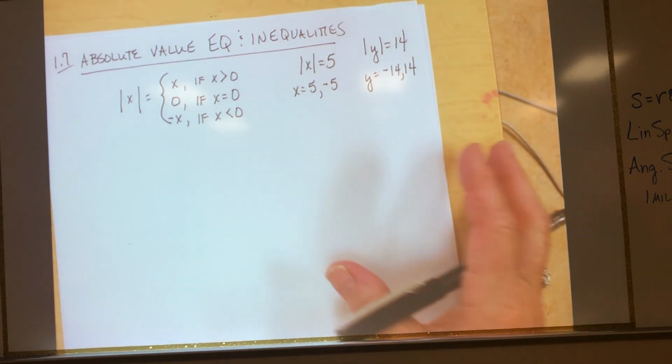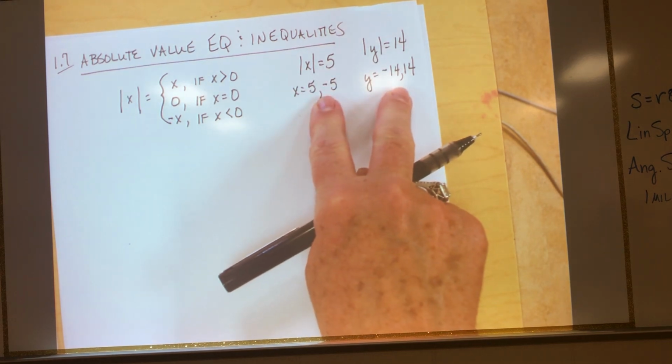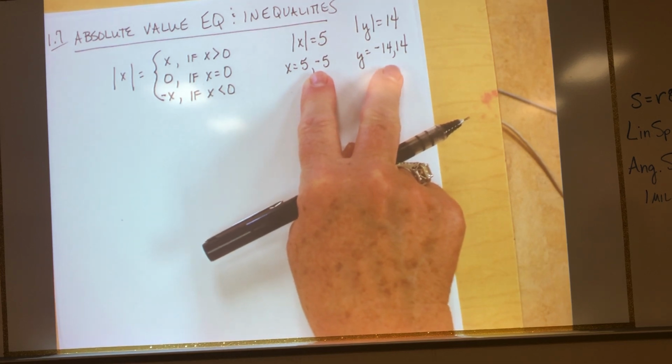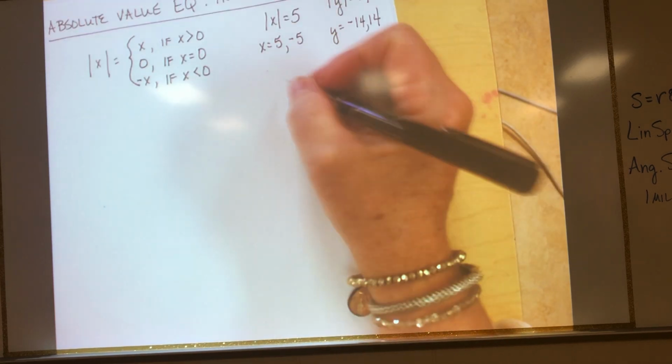So here's what I'm seeing with these absolute value problems. How many answers could they have? 2. Do they always have 2? Not necessarily. Zero. Yes? Zero doesn't have two. Oh, Juliana said, what?